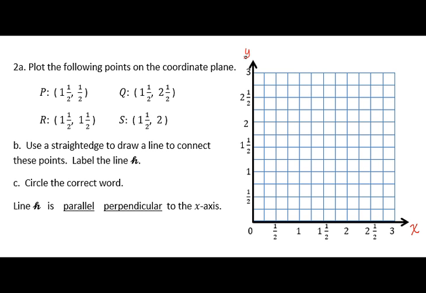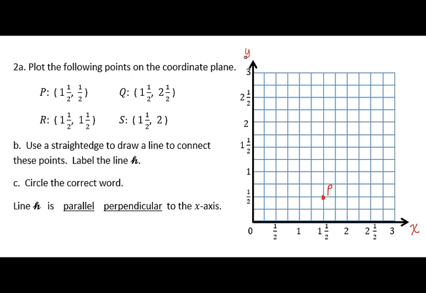The first question says to plot the following points on the coordinate plane. So I'm going to plot point P at 1 1/2 along the x-axis and 1/2 across from the y-axis. So I'll move across the bottom to 1 1/2, go up to where it intersects with 1/2 on the y-axis, and that is point P.